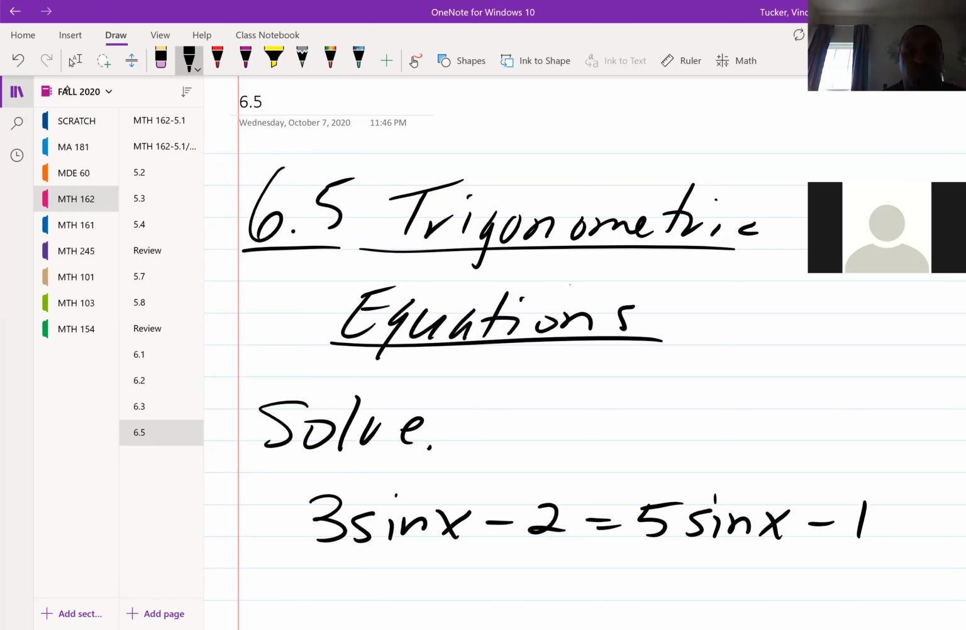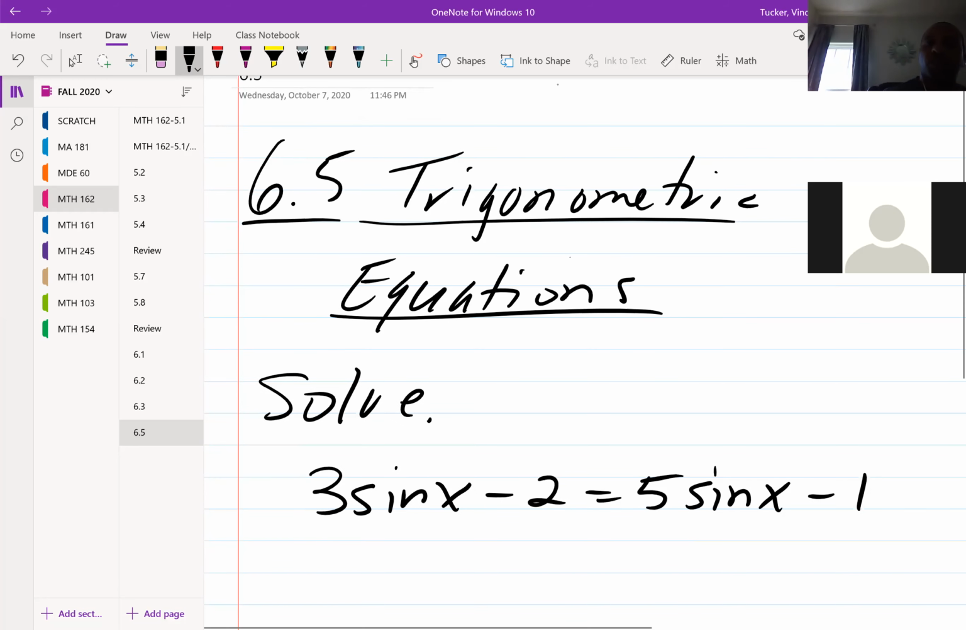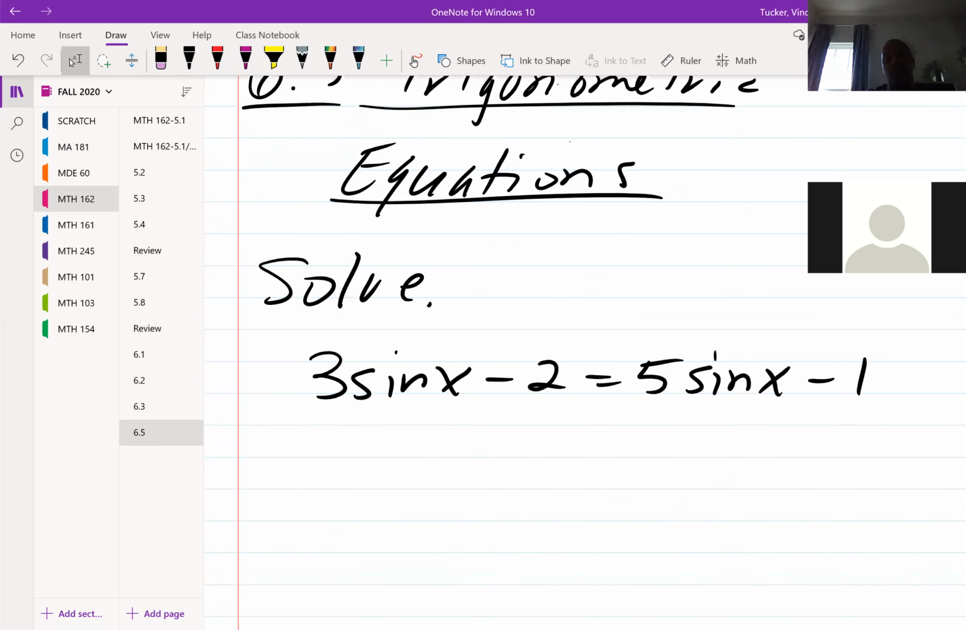All right, so we're looking at solving trigonometric equations. First one we're looking at is 3 sine x minus 2 equal to 5 sine x minus 1. We want to solve this the same way we would any other equation. You can combine your like terms. You get all of your terms with x on one side, all of your terms without x to the other. So really, this is algebra.